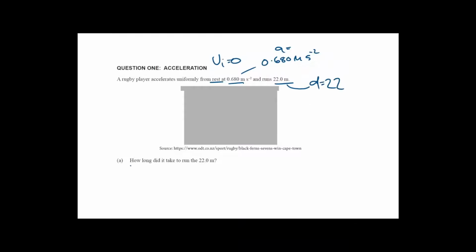So now they say, how long did it take to run the 22 meters? Oops, you don't cross it out. So what are they asking for? They want the time. So which formula are we going to use? We're going to use D equals VᵢT, where T is the time, plus half AT squared.